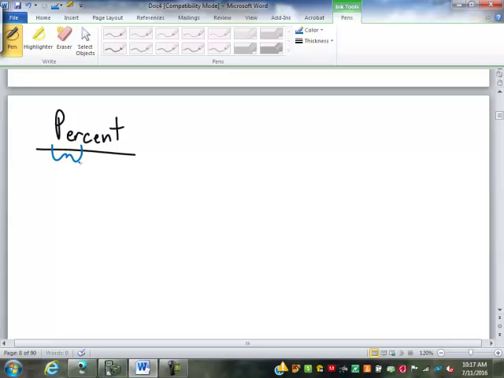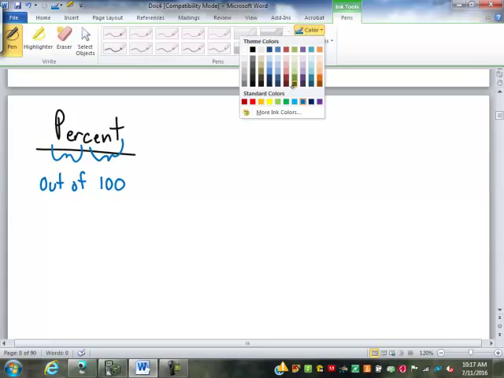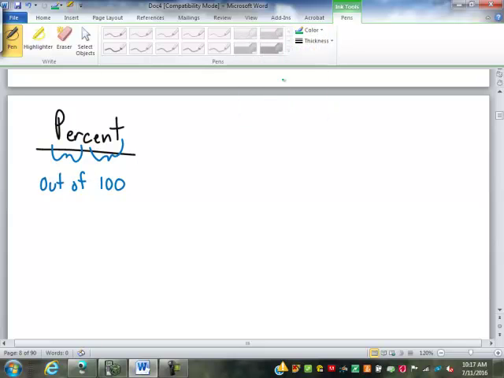Per, you think of miles per hour or miles per gallon, it means for each or out of, and cent. If you think of years in a century or cents in a dollar, that stands for 100. So the term percent literally means out of 100.